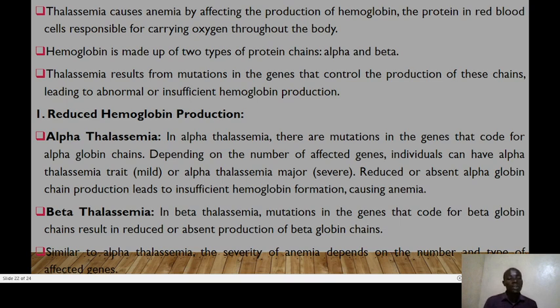So when you have reduced hemoglobin production, number one, we have alpha thalassemias, whereby there are mutations in the gene that code for alpha globin chains. So depending on the number of affected genes, individuals can have alpha thalassemia trait, that's mild, or alpha thalassemia major, that is severe. So severe or absent alpha globin chain production leads to insufficient hemoglobin formation, causing anemia. Equally, for the beta thalassemia, mutations in the genes that code for beta globin chain result in reduced or absent production of beta globin chains. So similar to alpha thalassemia, the severity of anemia depends on the number and type of the affected genes.